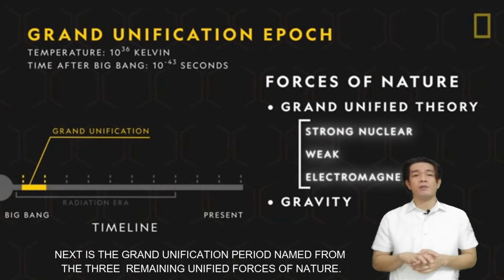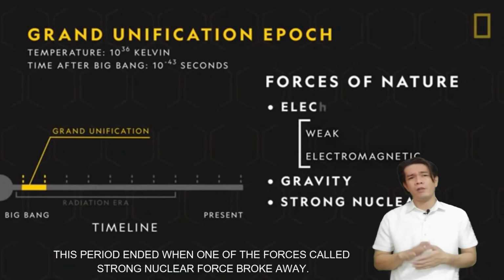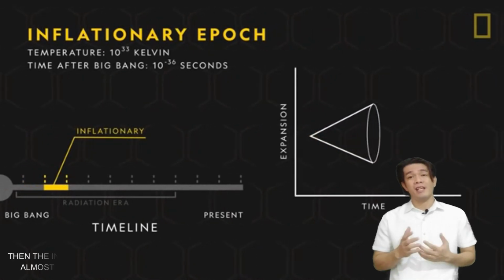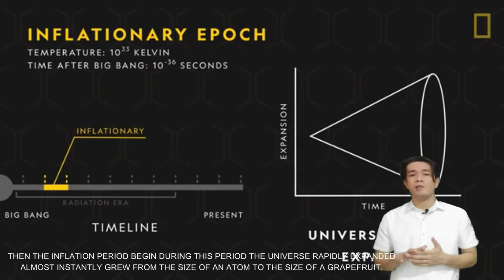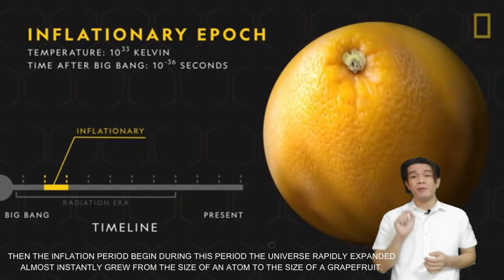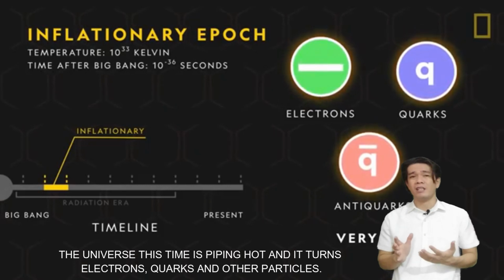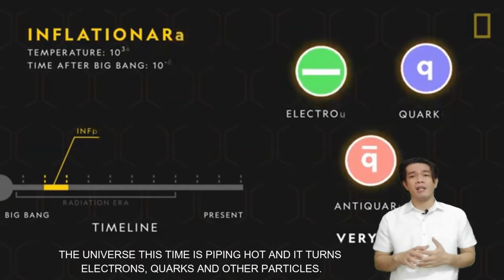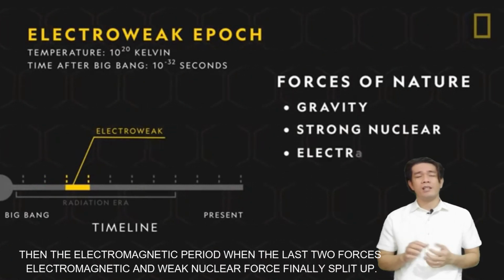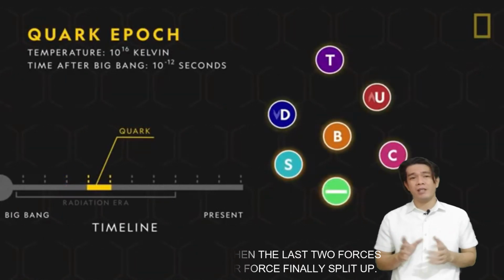Next is the grand unification period, named for the three remaining unified forces of nature. This period ended when one of the forces, the strong nuclear force, broke away. Then, the inflation period. During this period, the universe rapidly expanded, almost instantly growing from the size of an atom to the size of a grapefruit. The universe at this time is piping hot, and it turns into electrons, quarks, and other particles. Then, the electroweak period, when the last two forces, electromagnetic and weak nuclear forces, finally split up.